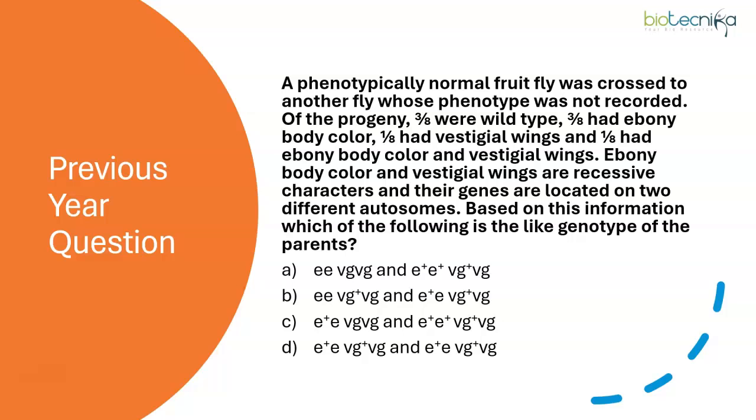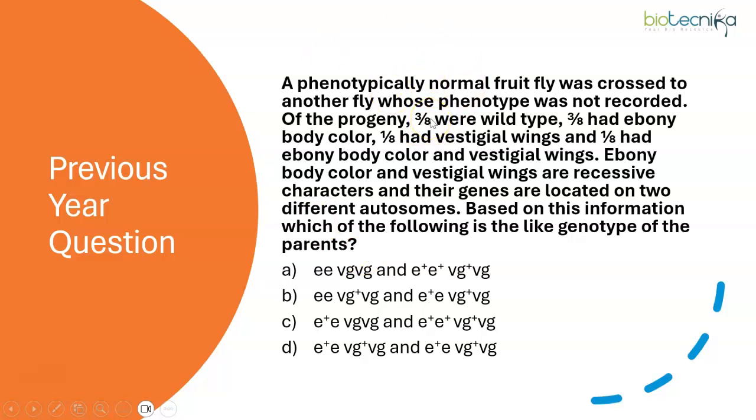So a phenotypically normal fruit fly was crossed to another fly whose phenotype was not recorded. In the progeny, 3/8 were wild type, 3/8 ebony body color, 1/8 vestigial wings, and 1/8 had ebony body color and vestigial wings. Ebony body color and vestigial wings are recessive characters and their genes are located on two different autosomes. Based on this information, which of the following is the likely genotype of the parents? Okay, so how to go ahead with it?